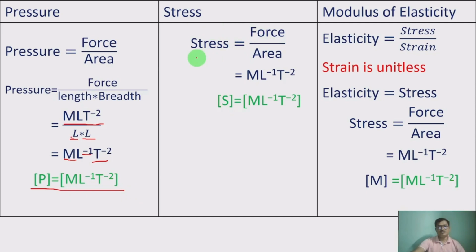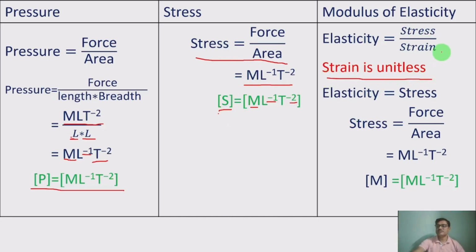Then the stress is also given by the same formula, that is force per area. Therefore the dimensions are the same: M to the power 1, L to the power minus 1, T to the power minus 2. Then the stress is equated with the dimensional formula of stress, that is within the square bracket M to the power 1, L to the power minus 1, T to the power minus 2. Here you can see this is the dimensional equation of the stress. Modulus of elasticity is given by stress by strain. The stress dimensional equation we already got, and strain is unitless.